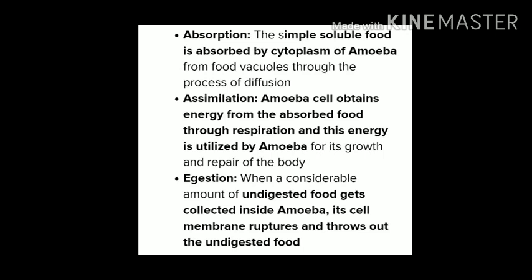Fourth step, assimilation. Amoeba cells obtain energy from the absorbed food through respiration, and this energy is utilized by amoeba for its growth and repair of the body. And the last, egestion. When undigested food gets collected inside amoeba, its cell membrane ruptures and the undigested food is expelled out.